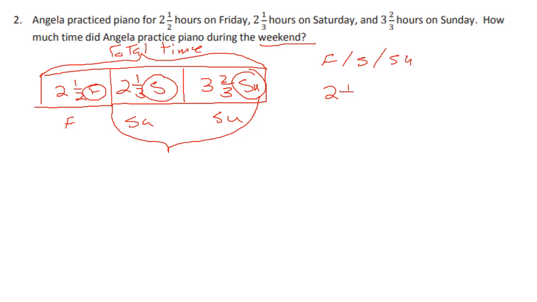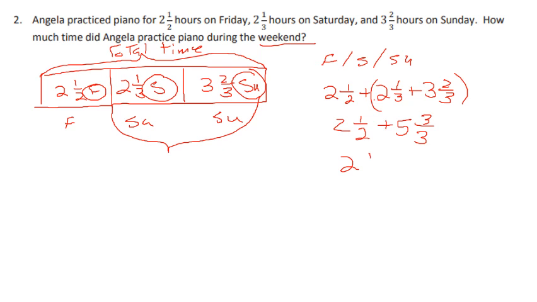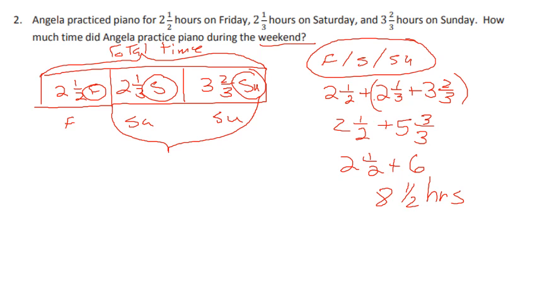that means we'd add 2 1/2 plus 2 1/3 plus 3 2/3. And what I would do first is I would add my thirds together to end up with 2 1/2 plus 5 3/3, which that's actually a whole. So now you got 2 1/2 plus 6, which ended up with 8 1/2 hours. Now that's if you're counting Friday, Saturday, and Sunday.